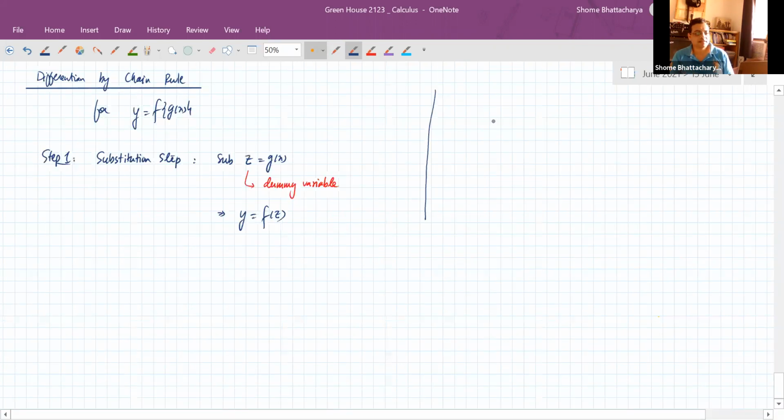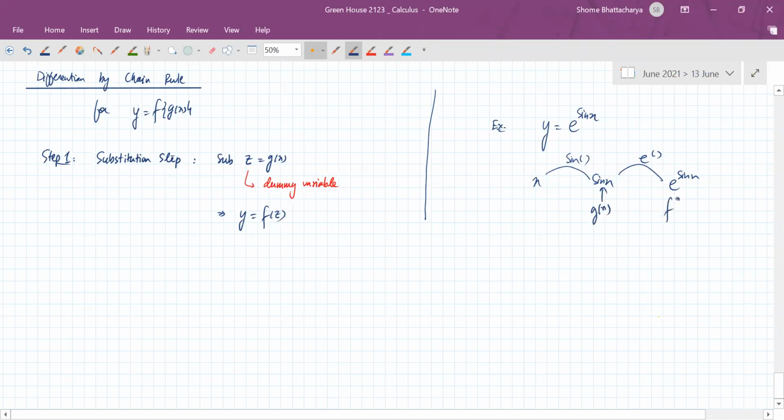In that example I had earlier, y is equal to e raised to the power sine x. What we had done on x, we had operated sine first, so we got sine x, and then we had operated exponential, so we got e raised to the power sine x. So what was the inside function? It was this one. This was g of x. And what was the outside function? It was the exponential function.